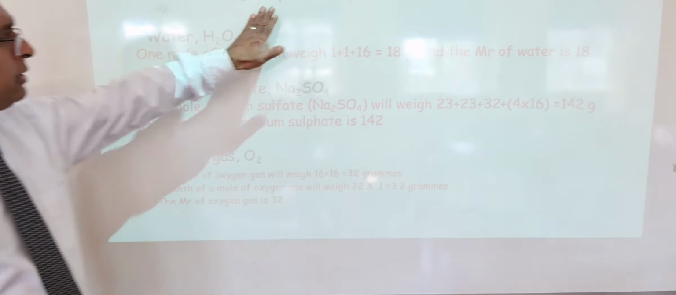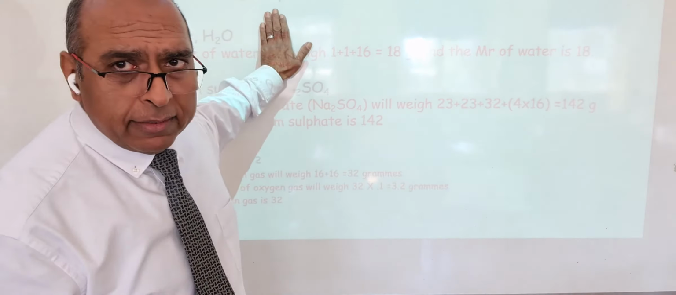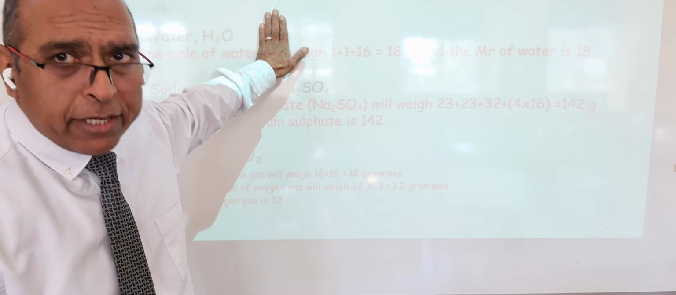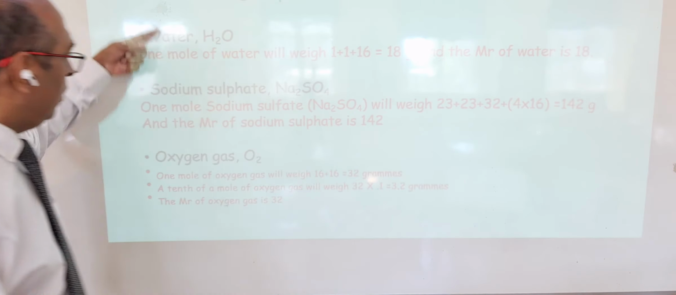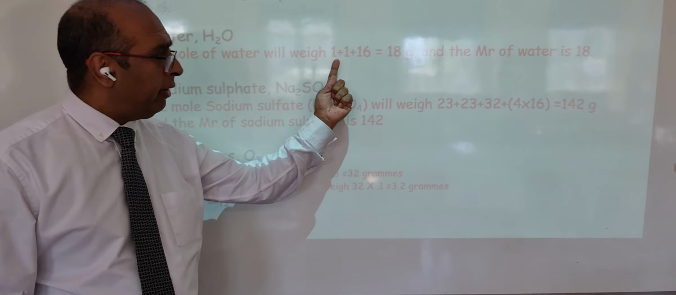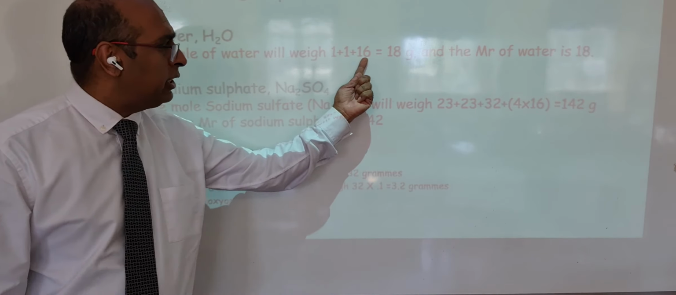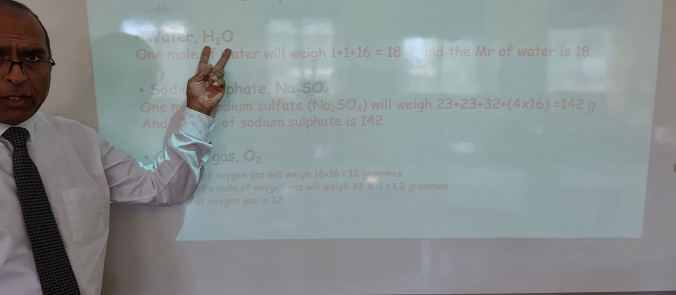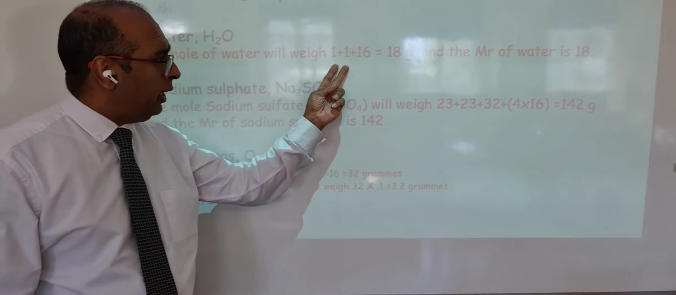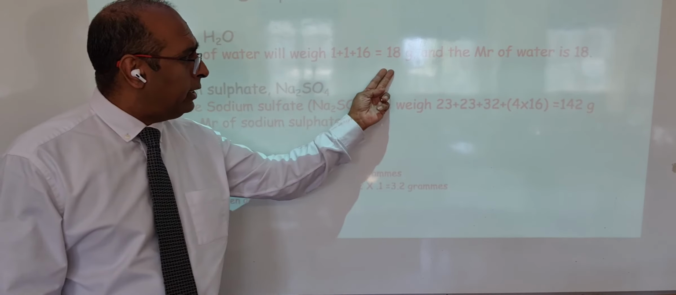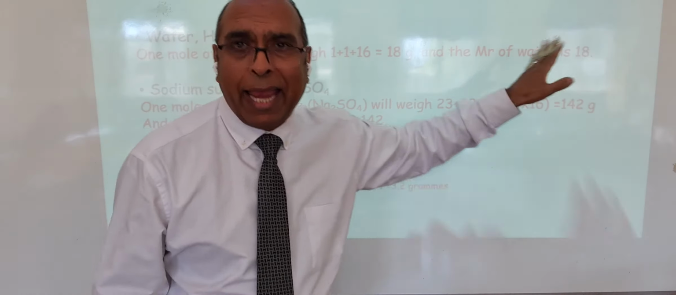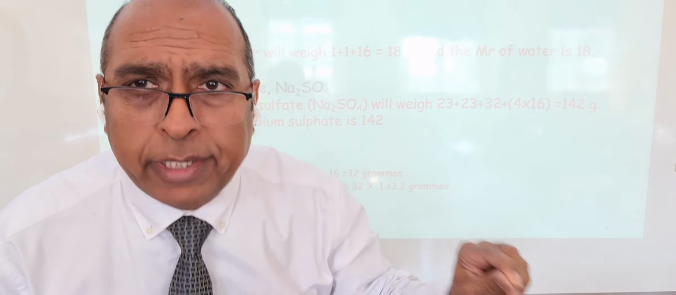So, calculating the MR value, that's what we're trying to do. We add together all the atoms that make up that chemical. So 1 mole of water will weigh hydrogen 1 gram, hydrogen 1 gram, oxygen 16 grams, to tie up with H2O: 2 hydrogens, 1 oxygen, 18 grams. The MR value of water is 18, no units.